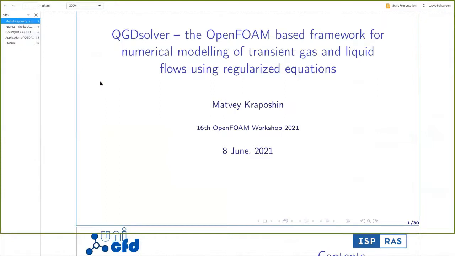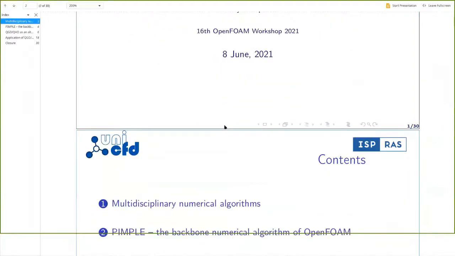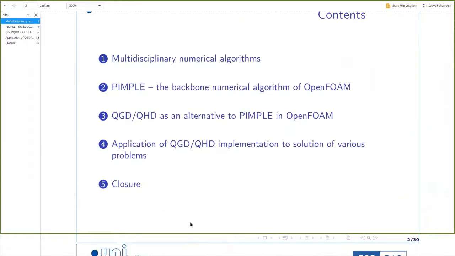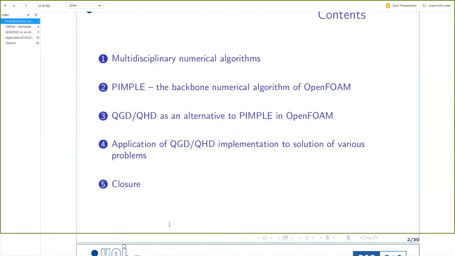Okay, so I'm going to do a presentation about the project which lasted for the previous 4 years. It is a joint project of ISP-RAS and the Cardiff Institute of Applied Mathematics of the Russian Academy of Sciences. My presentation is divided into 5 parts. First, an introduction, then several words about the PIMPLE and PISO algorithms in OpenFOAM and their application. Then I will talk about QGD and QHD algorithms, and then I will show some examples of their usage and their application to several problems.